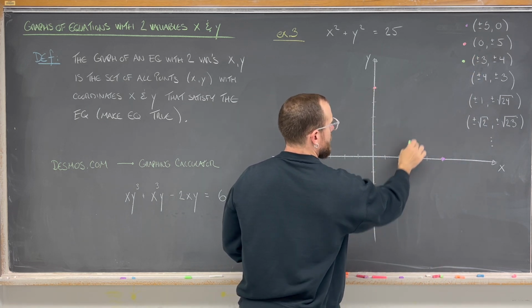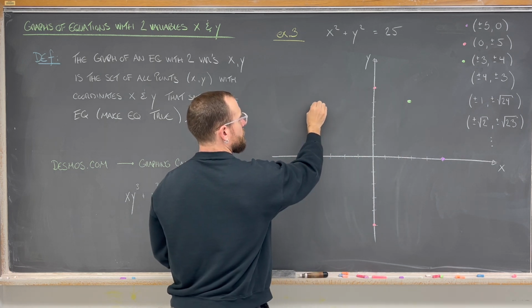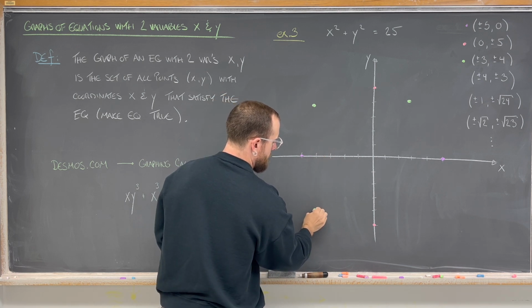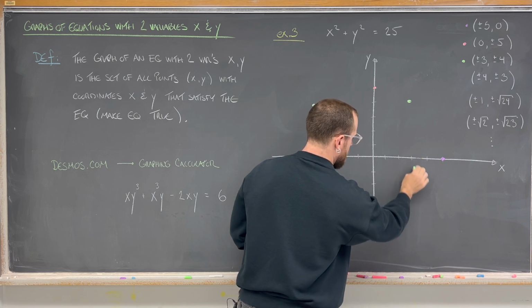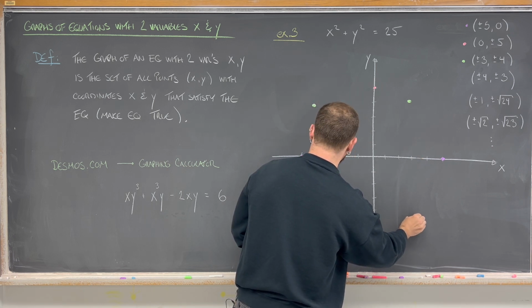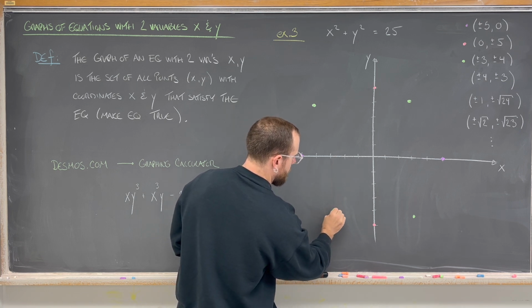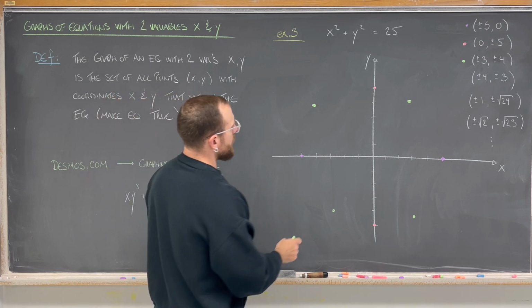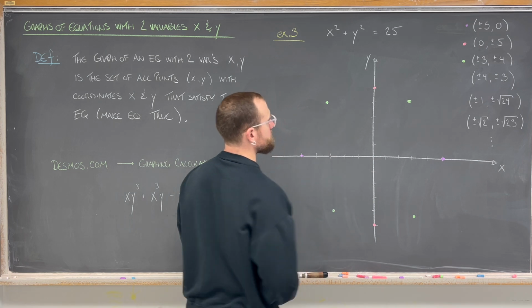Here's 3 comma 4. Here's negative 3 comma 4. Here's negative 3, negative 4. And here's positive 3, negative 4. Actually, I think I have this in the wrong spot. That should be negative 3, negative 4. OK? Actually, this one's also in the wrong spot. Negative 3, positive 4. Sorry.